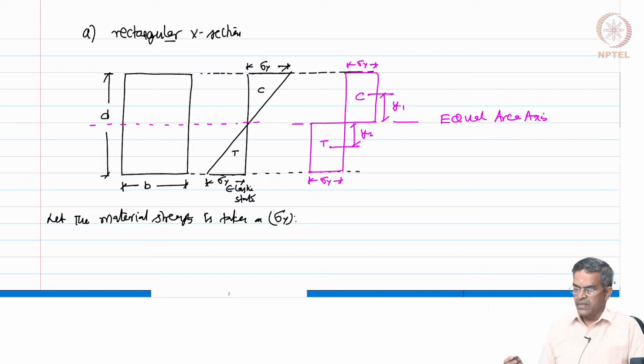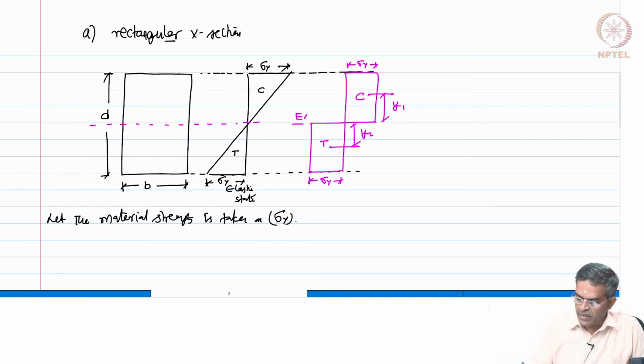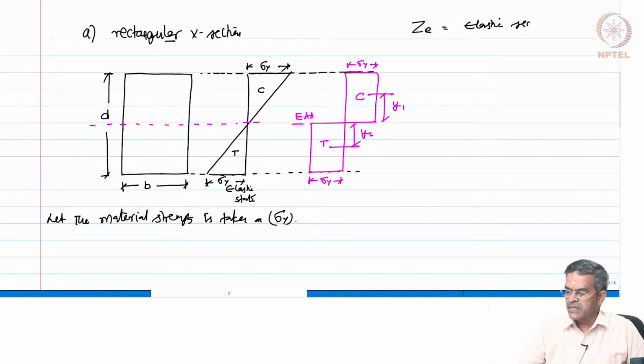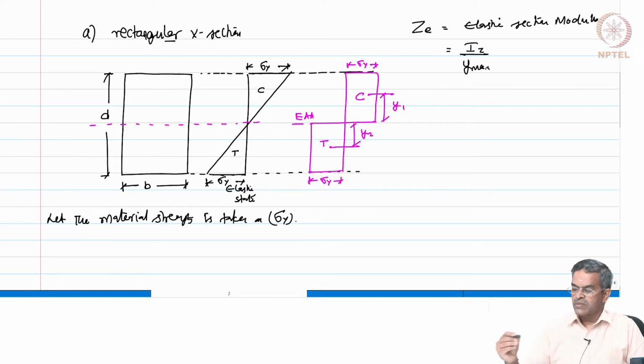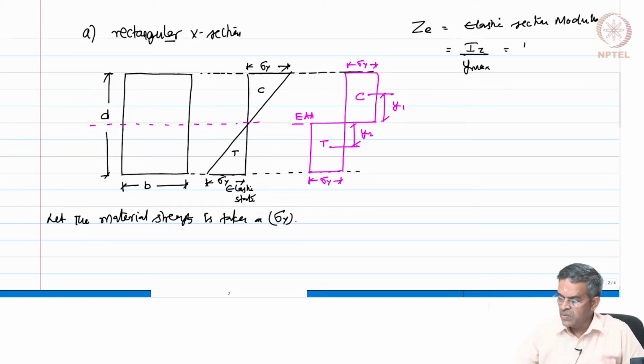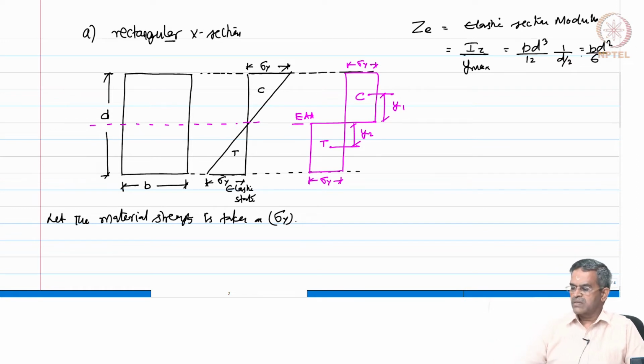So, we can easily find the section modulus. I will just rub this and write it here, because I need some space. I put it as equal area axis. So we can quickly find ZE, which is the elastic section modulus, given by the moment of inertia about the Z axis divided by the distance of the extreme fiber. For this cross section, it is going to be BD cube by 12 divided by D by 2, which becomes BD square by 6. Let us call this equation number 1.